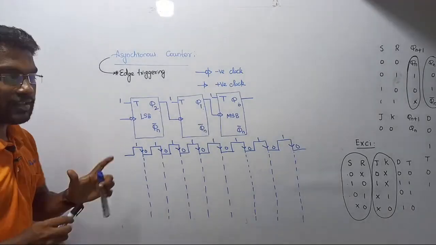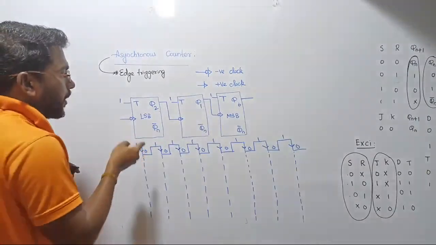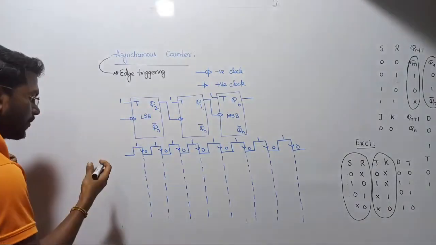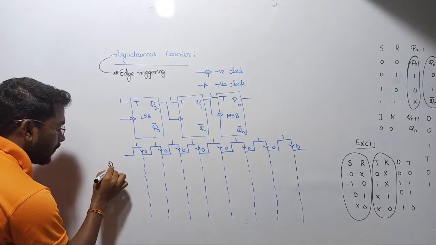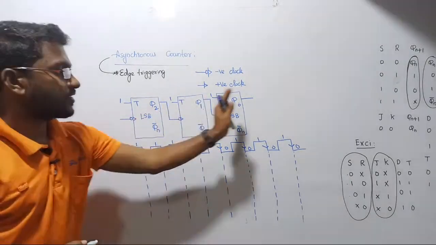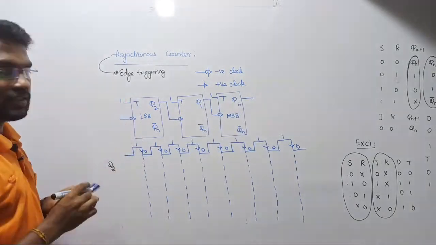Fine. Now first step, I would like to draw the output pattern for the first flip flop, this one, right? So let us consider the Q2 flip flop, the output of the first flip flop. Forget about the rest of the flip-flops. First, only consider the first flip-flop.